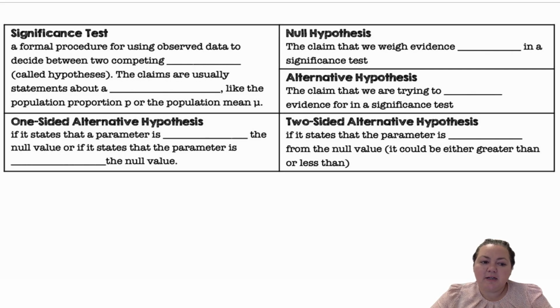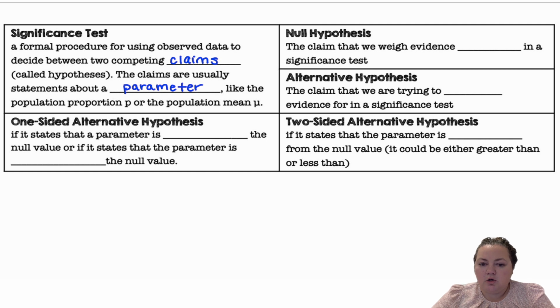All right, a significance test is a formal procedure for using observed data to decide between two competing claims, called hypotheses. The claims are usually statements about a parameter, like the population proportion, p, or the population mean, mu. So our hypotheses, we either have a null or an alternative hypothesis.